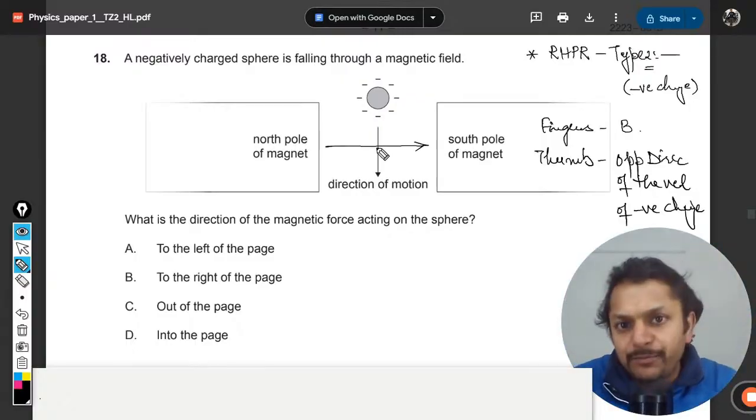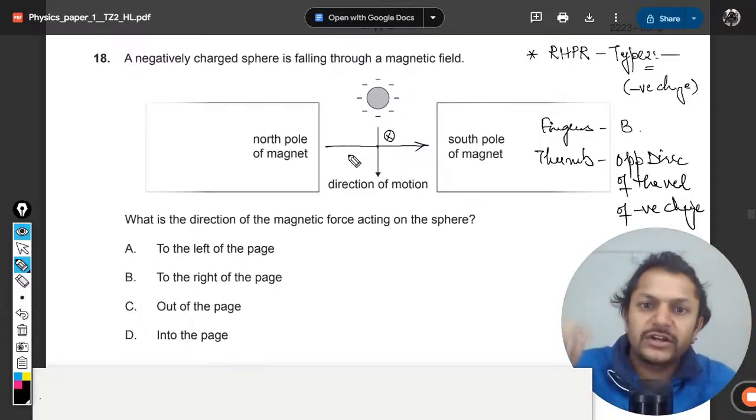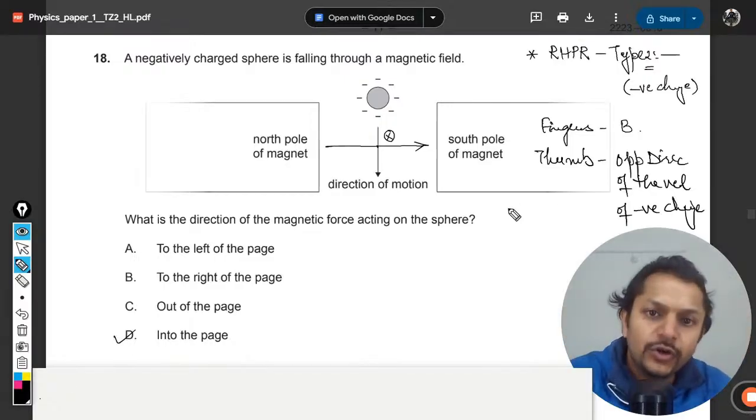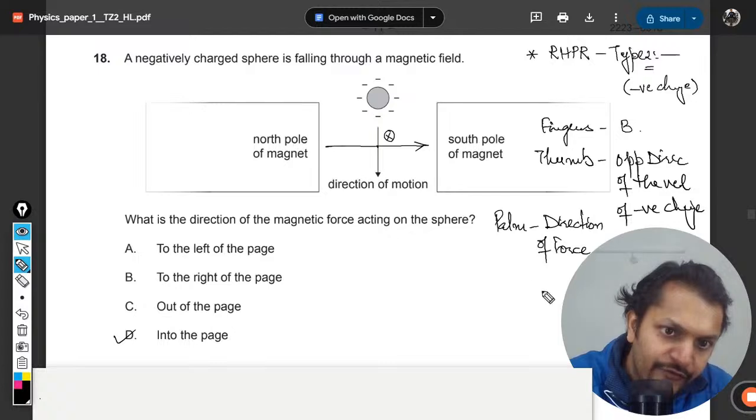It means that the force which is experienced here, that will be into the page, that will be going into the screen, so into the page. So the answer will be D. So I can write here that palm will give you the direction of force on negative charge.